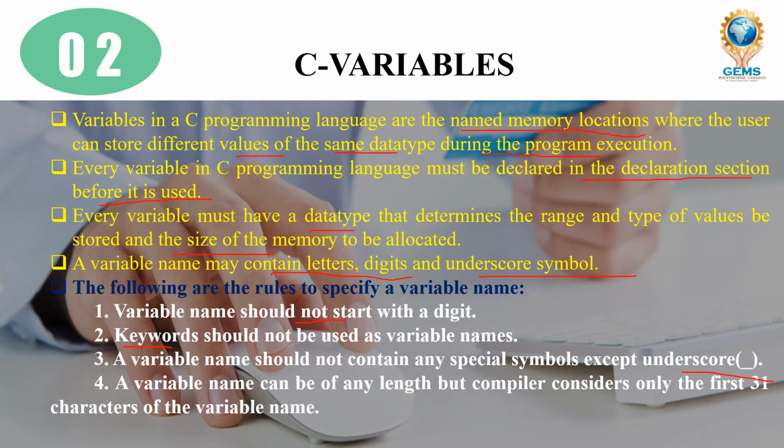A variable name can be of any length, but our compiler is going to read or consider only the first 31 characters of the variable name. So these are the basic rules to specify the variable name. I hope, my dear students, it's clear for you.